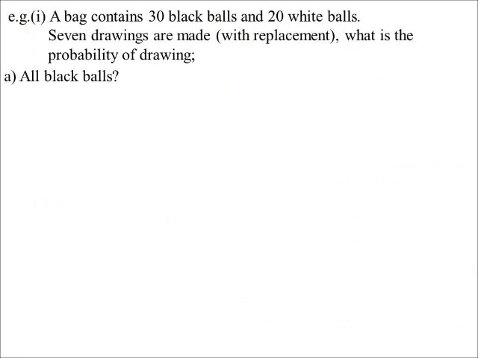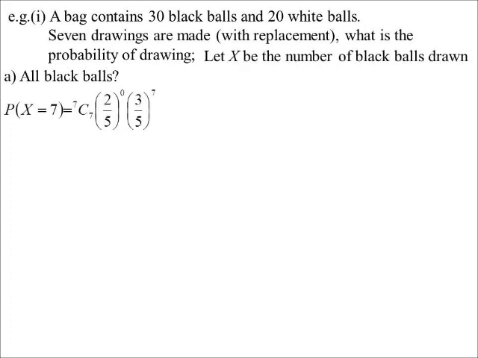So we've got a bag which has got 30 black balls, 20 white balls, and it's important that these are with replacement. So we're going to draw 7 of them. What's the probability of all black? Well, I don't really need to use the binomial probability idea for this one, because if it's all black, then we're going to have 3/5 to the power of 7.